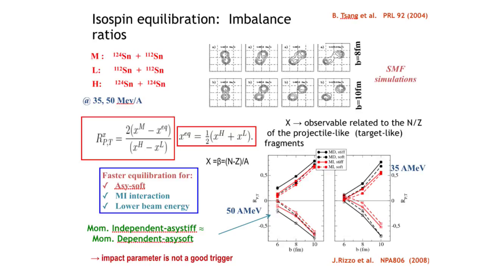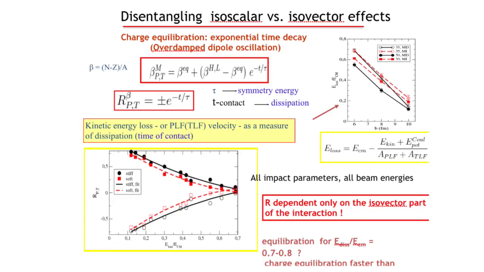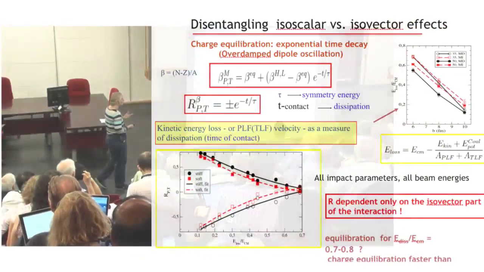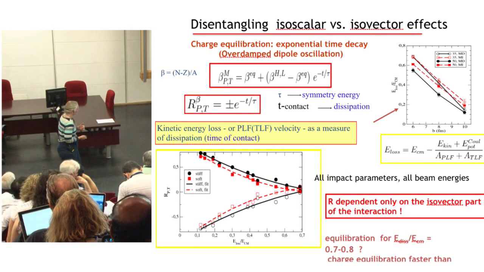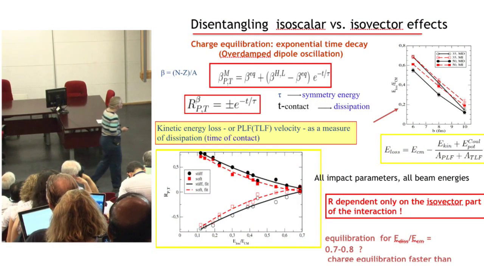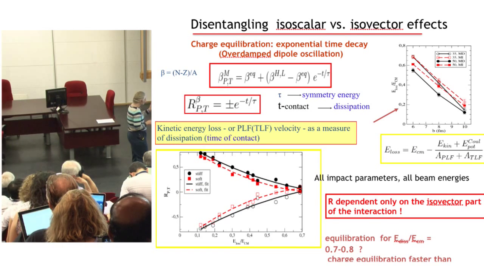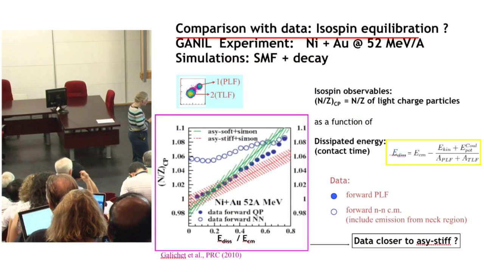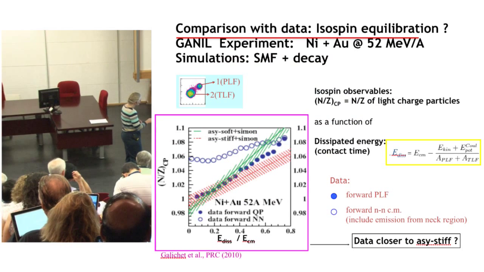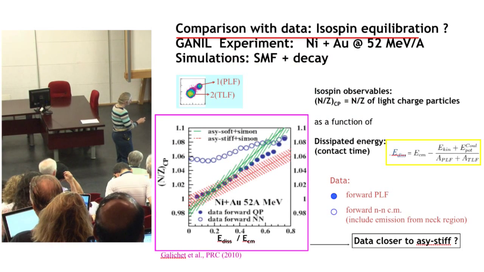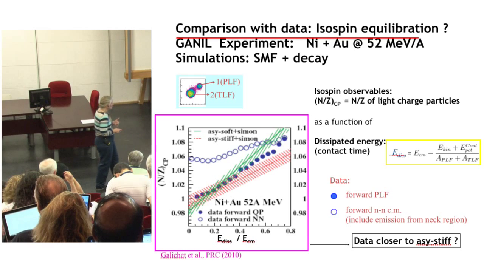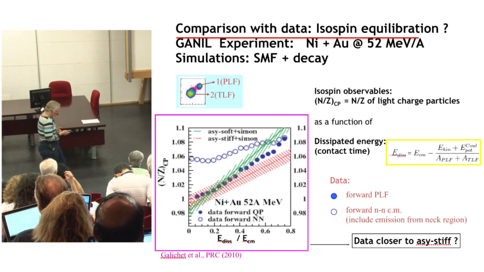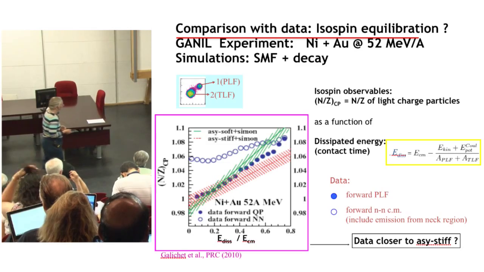Now we're in trouble. Okay, we can go ahead with that SMF work and try to separate isoscalar versus isovector effects and see that R is really much more dependent upon the isovector part of the interaction. Here is a comparison of some of this isospin equilibration calculation to some INDRA data, and you can see this is the data from the PLF, and the stiff or the soft calculation, so there is possibly a better agreement with the stiff calculation.